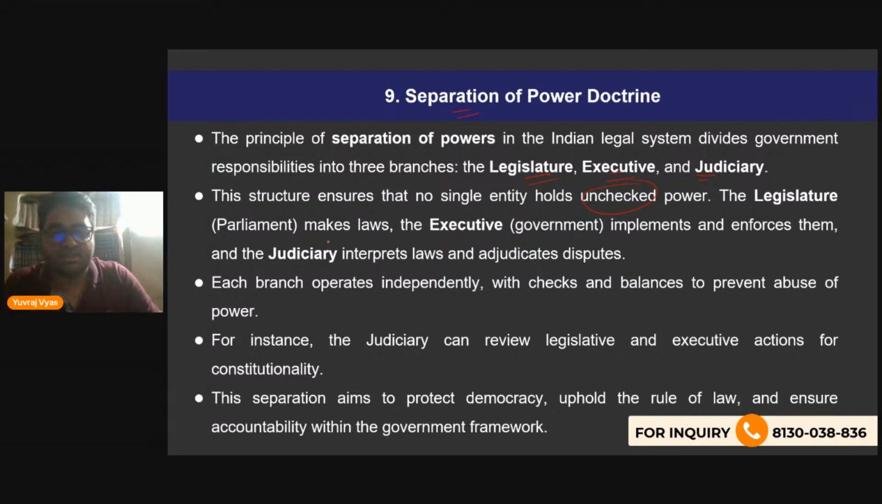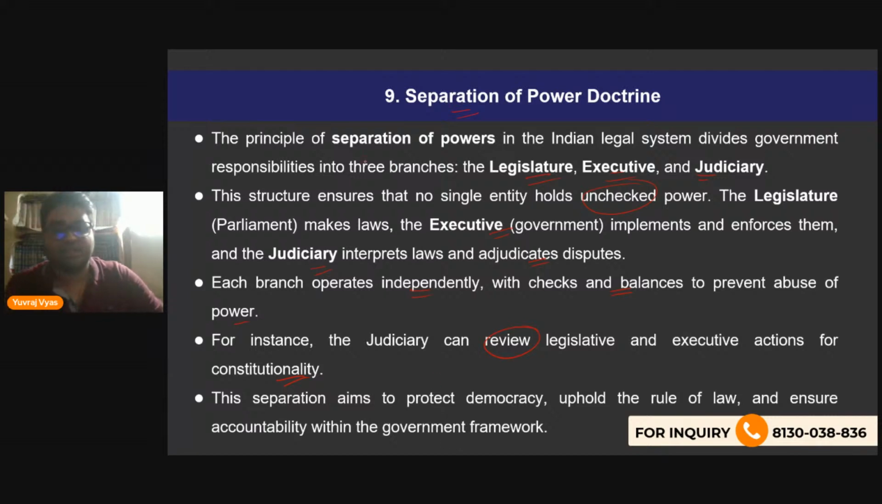The legislature or the parliament makes the law, the executive or the government implements and enforces them, and the judiciary interprets the laws and adjudicates the dispute. Each branch operates independently with checks and balances to prevent abuse of power. For instance, the judiciary can review legislative and executive actions for constitutionality. This separation aims to protect democracy, uphold the rule of law, and ensure accountability within the government framework.